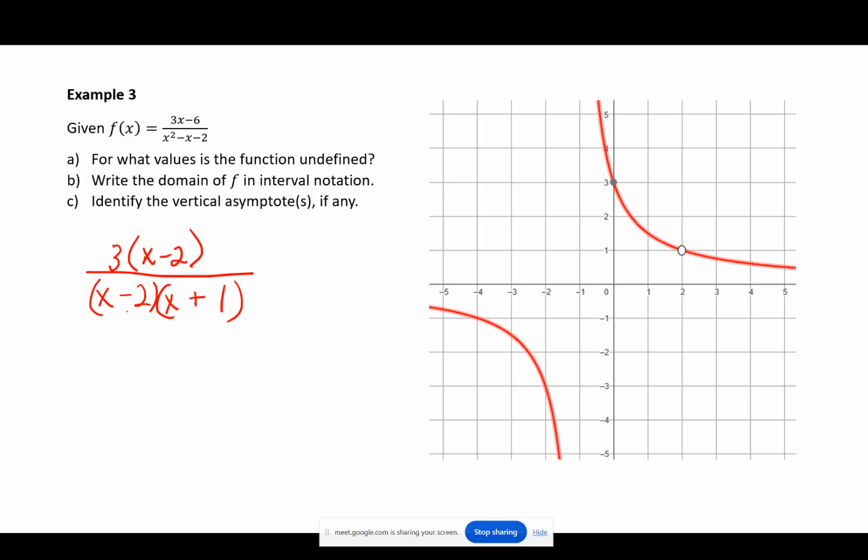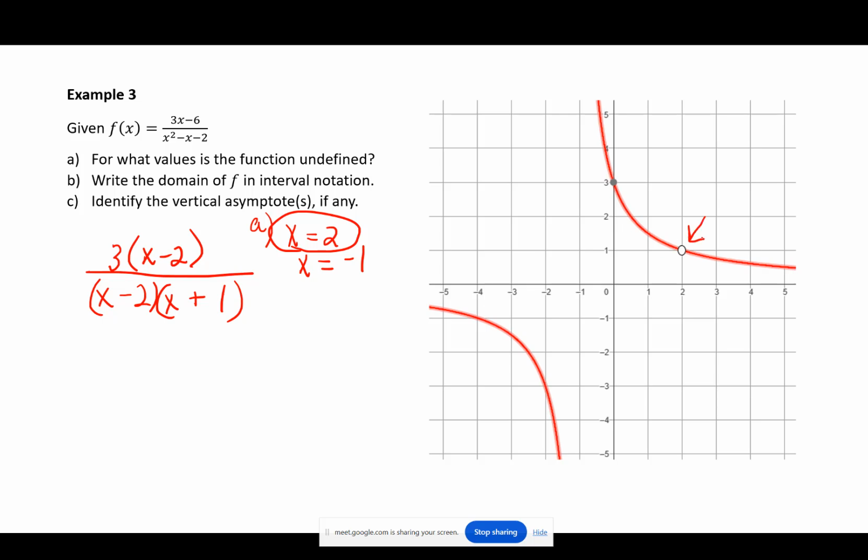But what that does tell me is that x equals 2 is not going to be an asymptote. Because remember, to find the asymptotes, you have to make sure that the function is in lowest terms. So the function is undefined when x equals 2. So for part A, for what values is the function undefined? It's undefined when x is 2 and when x is negative 1, because either one of those will make the denominator 0. But x equals 2, since x minus 2 is a factor on top and bottom, is not an asymptote. That is just an inconsistency in the graph.